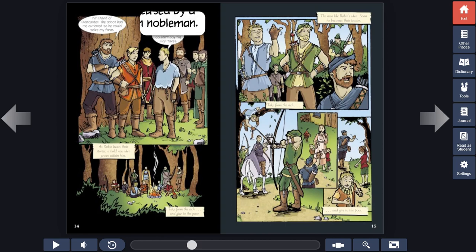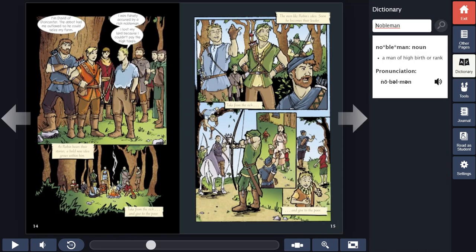So let's check the word nobleman here. It means a man of high birth or rank.